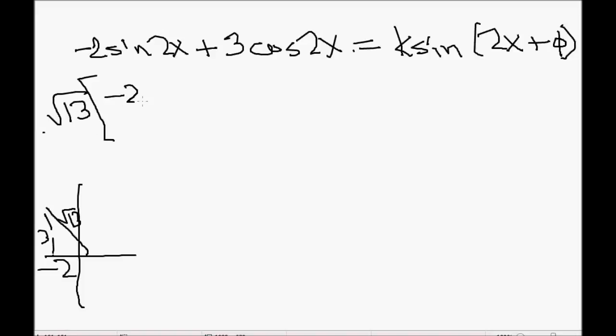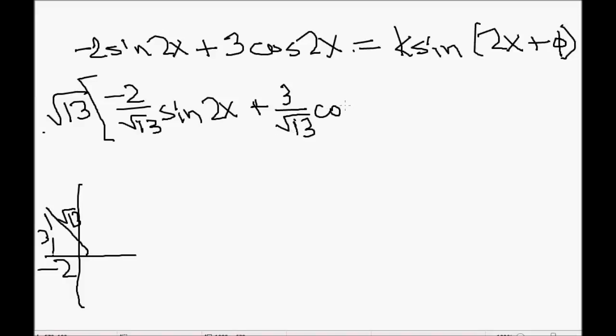So I have negative 2 over the square root of 13 times the sine of 2x plus 3 over square root of 13 times the cosine of 2x.